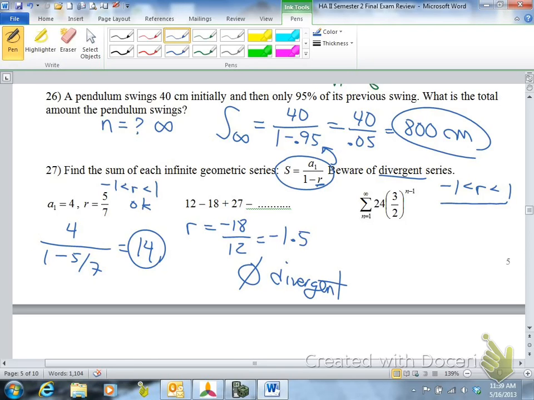And then notice the next one, what's your R? Got an infinite series up there. R is 3/2, so this is no good. It is not between -1 and 1. So that's also undefined, or a divergent series.